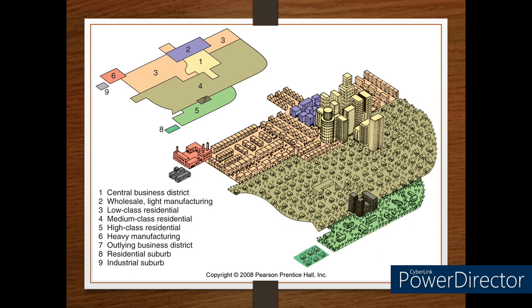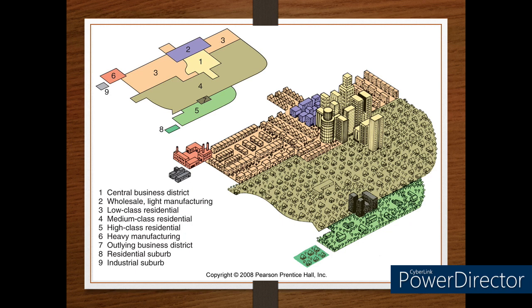And number 2 will have the light manufacturing areas or wholesale. And beside it, we'll have number 3, which is the low class residential areas, which are the people who are able to pick jobs up at these light manufacturing areas or wholesale. Next, we'll have the medium class residential at number 4, which comprises most of the population size, and this surrounds the central business district because these people are able to pick jobs up and commute to the central business district areas.